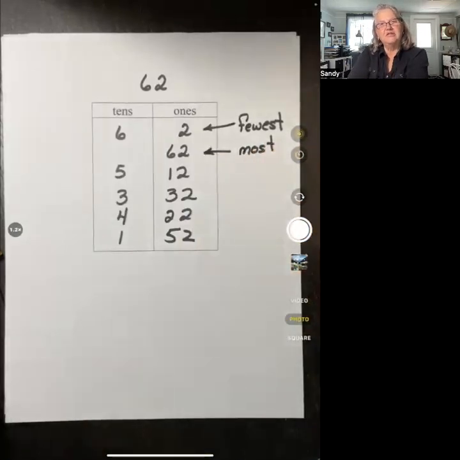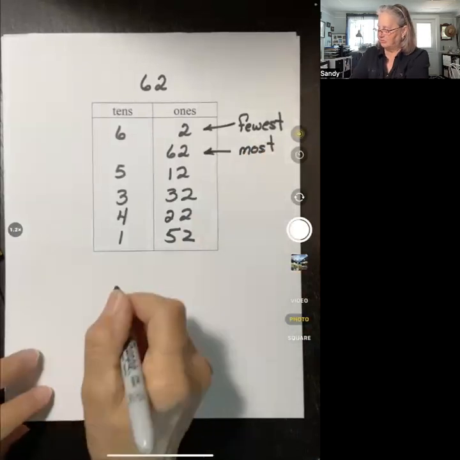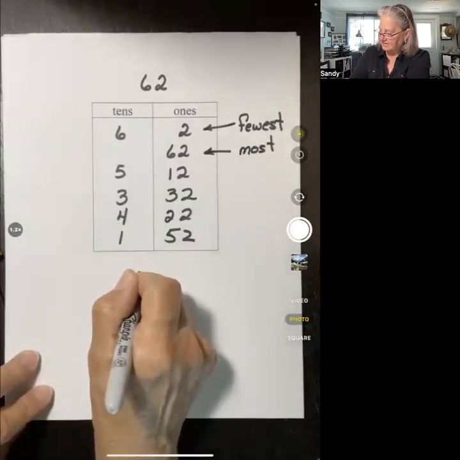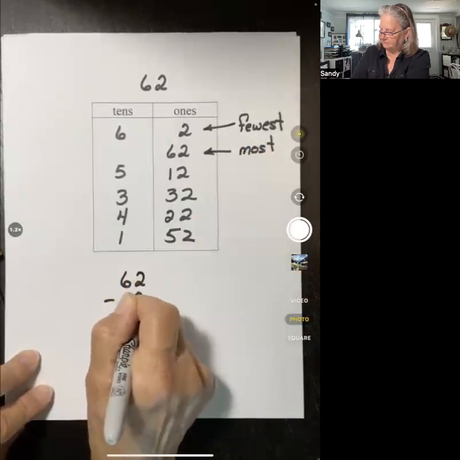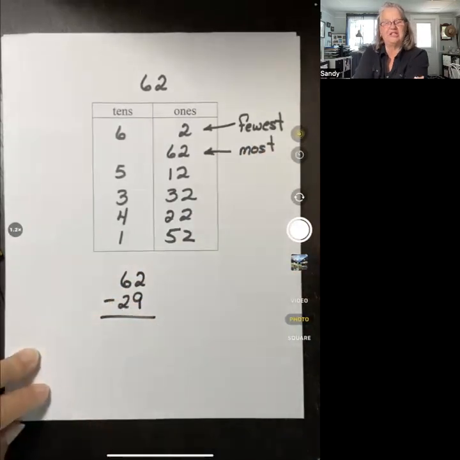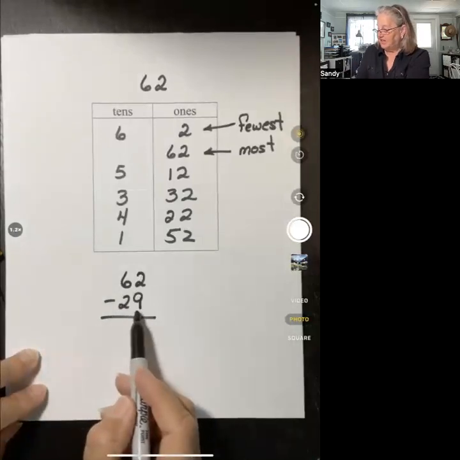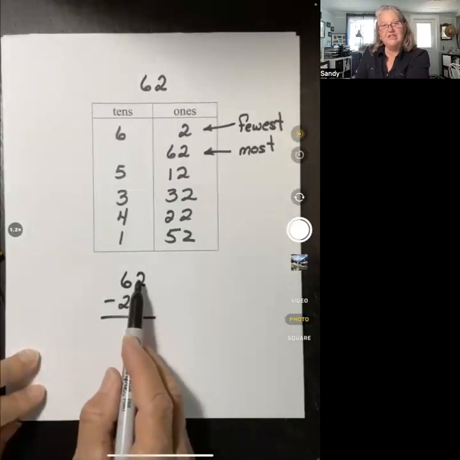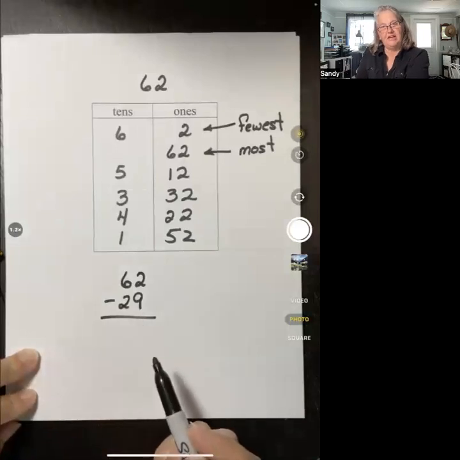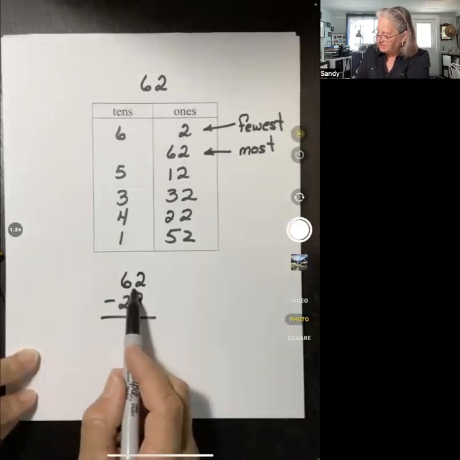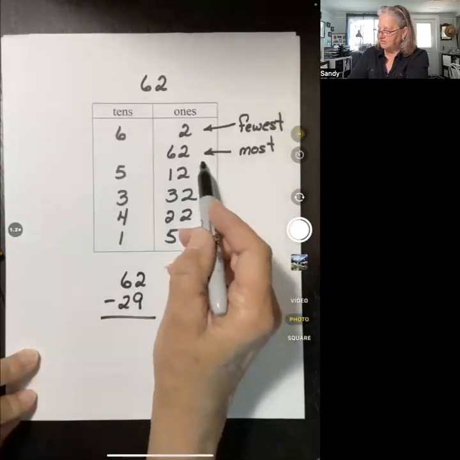Now, the reason this is important, and let me just show you with a problem like this. I'm going to use a subtraction problem to show. See, 62 minus 29, I need more ones. What's an equivalent way that I could make 62 that would give me more ones?